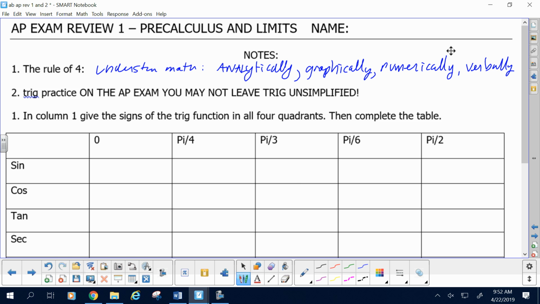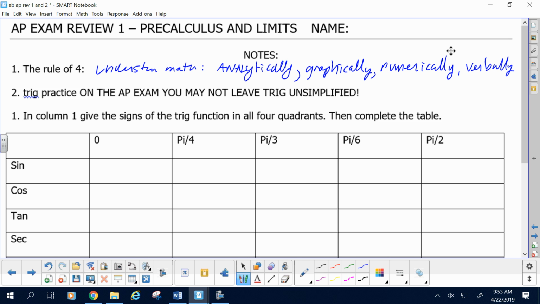Okay? Numerically is when you're talking tables. If I gave you some points, then what might that change between the two points, average rate of change? Or could you give me a trapezoid or a rectangle estimate based on this table? Or could you use your calculator and make a table to investigate a limit? Those are the kind of ideas.